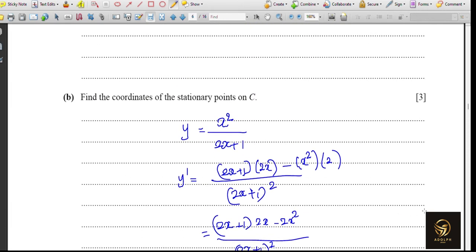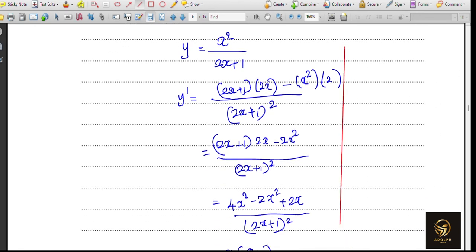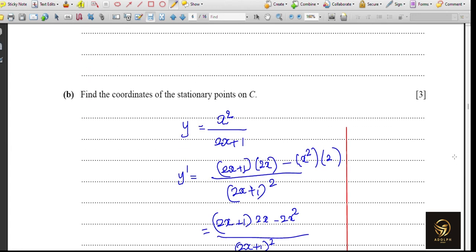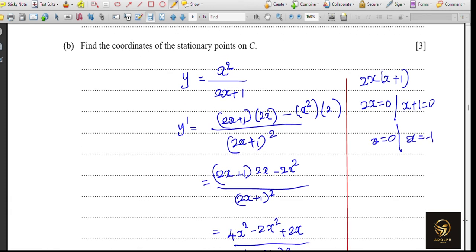And we know that to get the stationary points, we have to equate the numerator to 0. So the numerator is 2x into x plus 1. So 2x equals 0 and x plus 1 equals 0. So x equals 0 and x equals negative 1 are the two values we are getting. If you substitute them in y, you get the coordinates 0, 0 and negative 1, negative 1, and they are the stationary points.